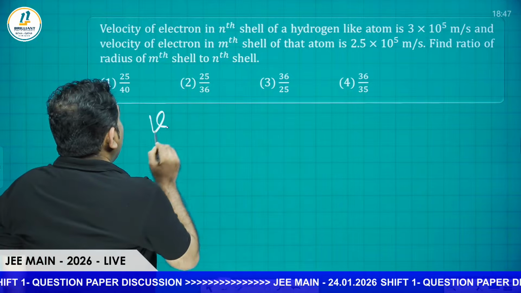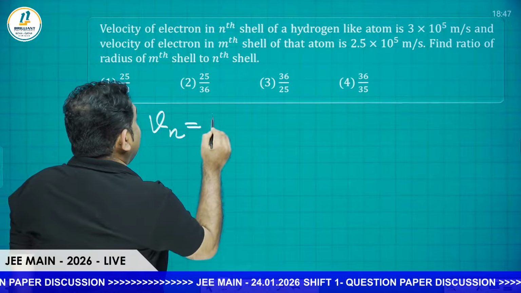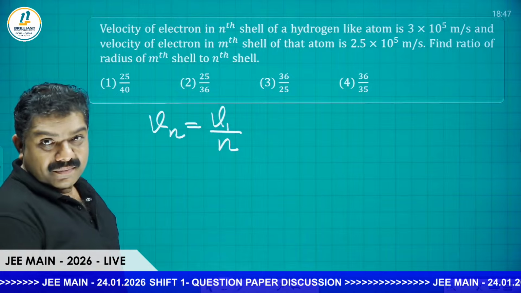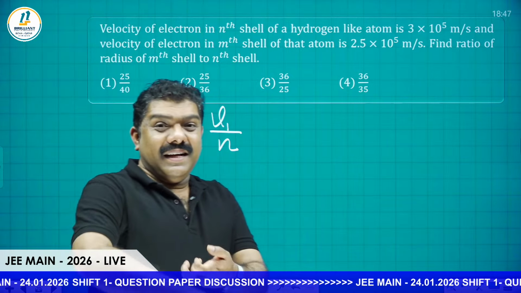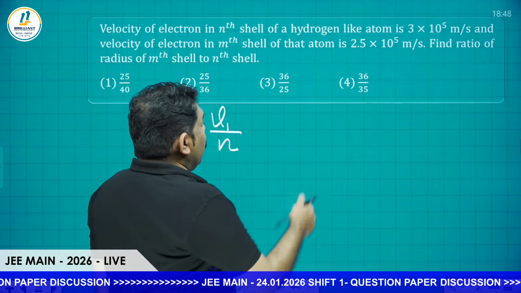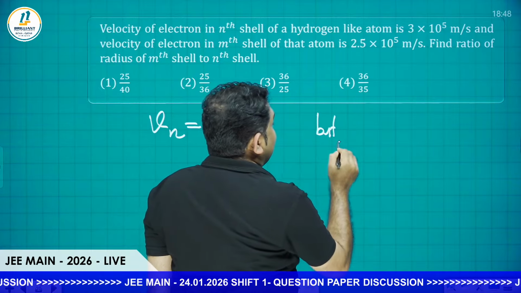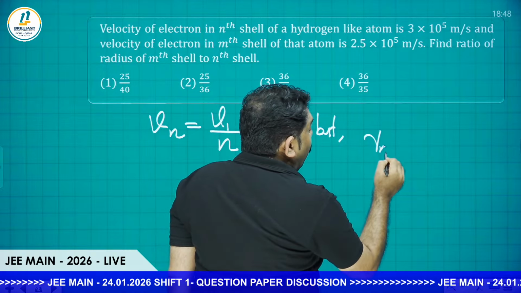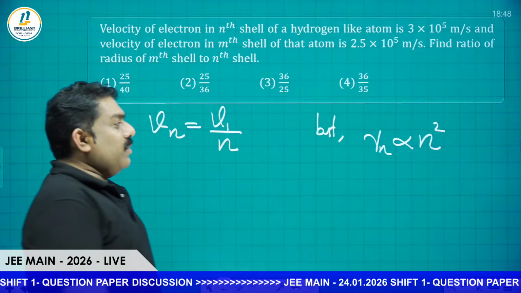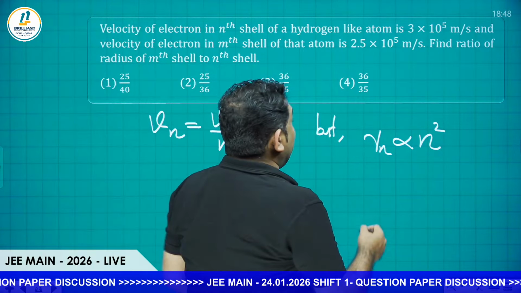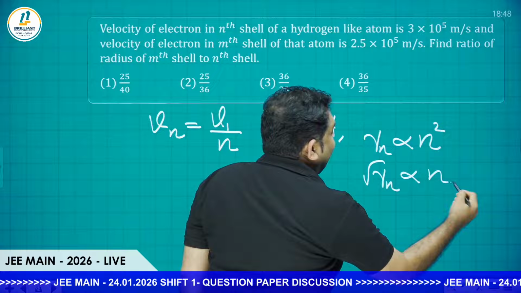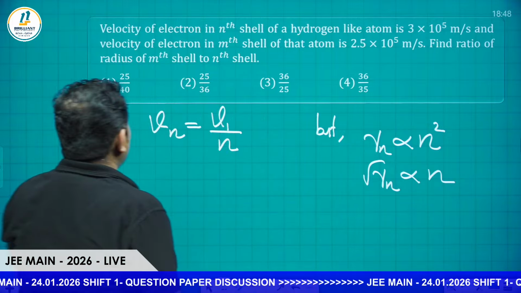We have the equation velocity of nth shell is equal to v1 divided by n that we studied. Okay, means when the number of the orbit increases, its speed will be decreasing. But we know another important point, that is the radius of the orbit is directly proportional to n square. So we can say Rn is proportional to n square, means root Rn is proportional to n. So that I can utilize here.